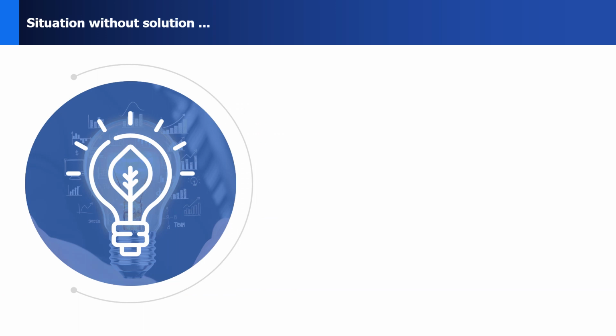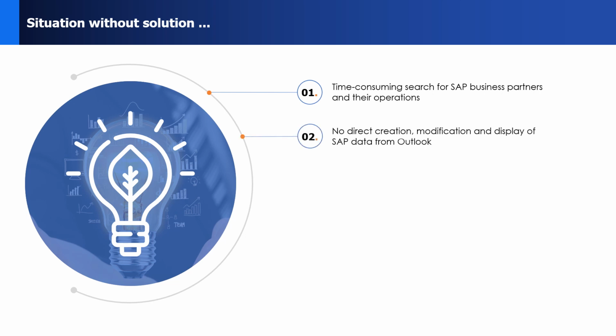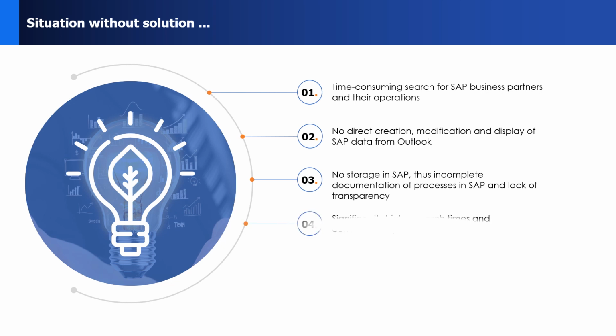Without an add-on, you have to laboriously search for the SAP business partner and the relevant processes in SAP manually. There is no possibility to branch from Outlook directly into the corresponding SAP document. Processes for storing emails and attachments in SAP are very cumbersome. As a result, incoming emails often remain inaccessible to the responsible clerks in the colleague's mailbox. Long search times and high transaction costs are the result.